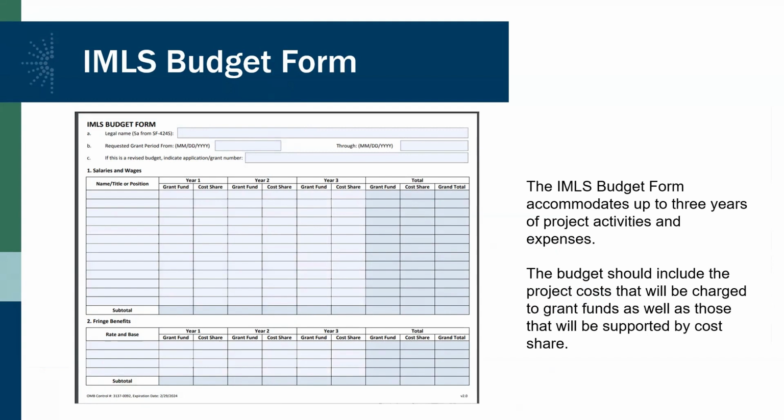All the items listed, whether supported by grant funds or cost share, must be necessary to accomplish project activities, allowable according to the applicable federal cost principles, auditable, and incurred during the award period of performance. The IMLS budget form can be downloaded directly from the IMLS website.